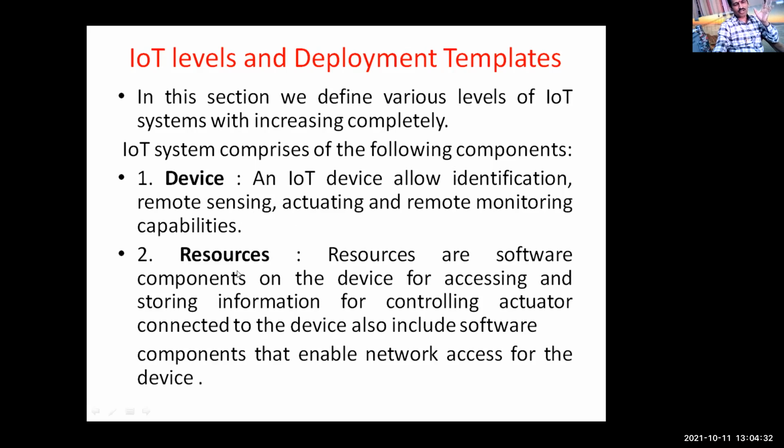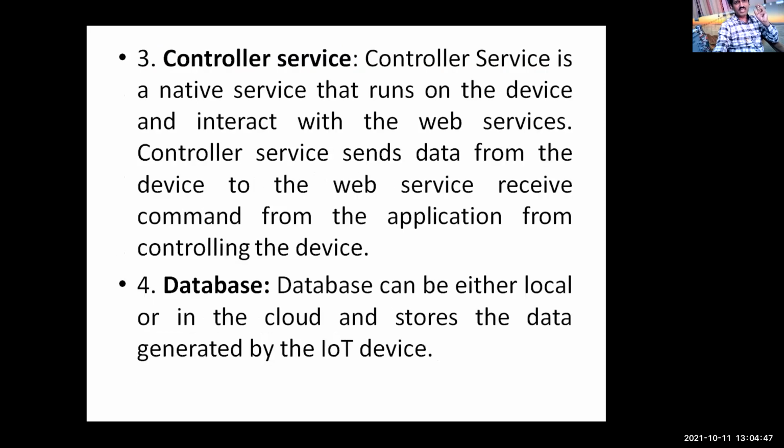Resources are software components on the device for accessing and storing information, for controlling and actuating the connected device, also including software components that enable network access for the device. Next, the third component is the controlling service. Okay, these are the different blocks. They are present in each level.